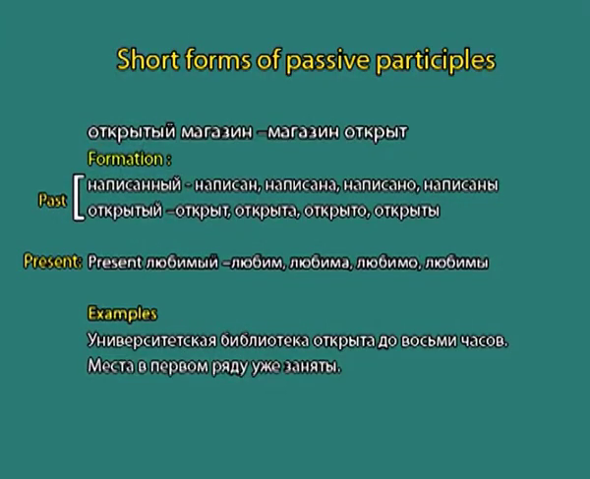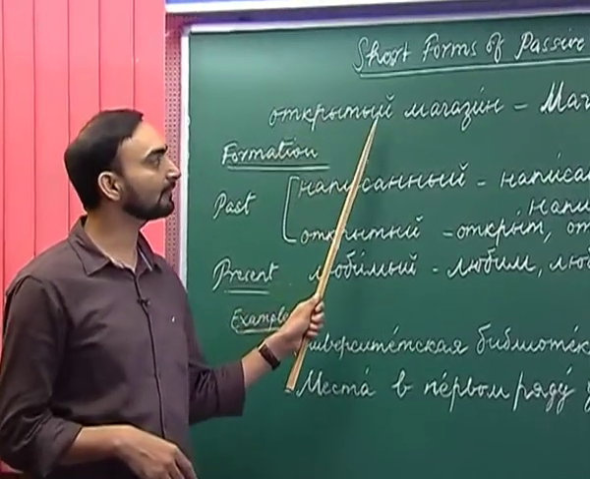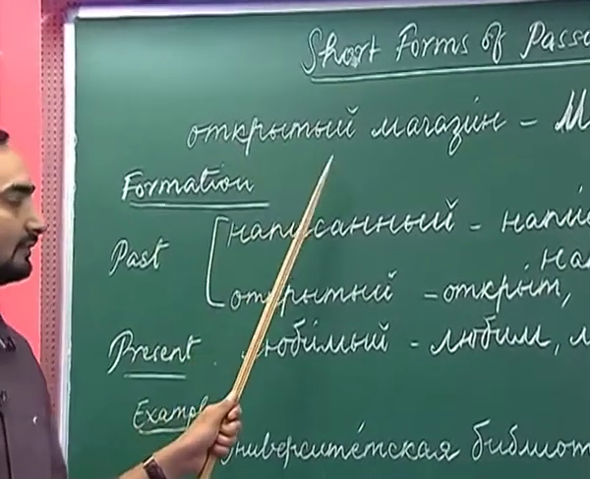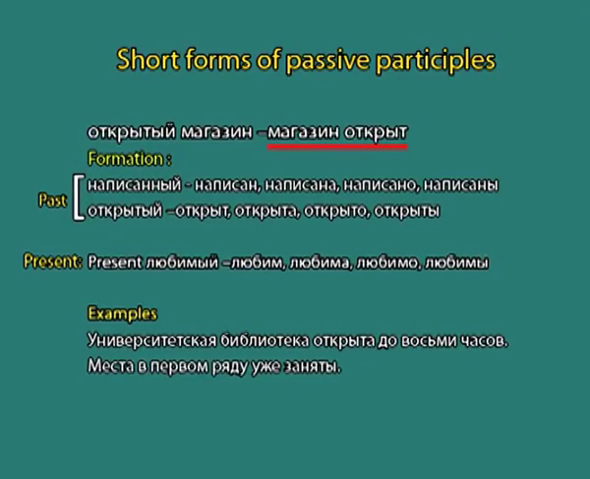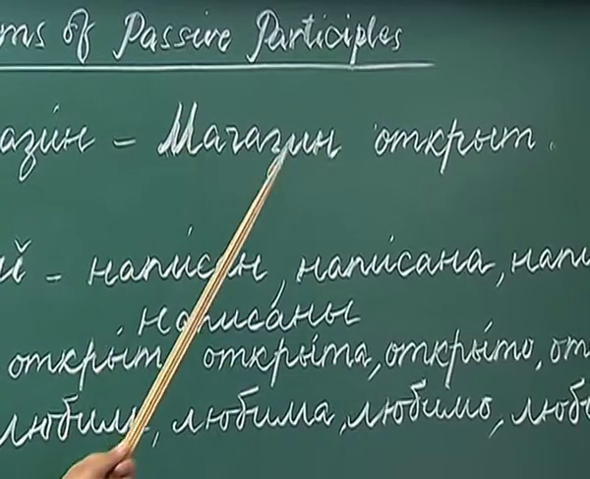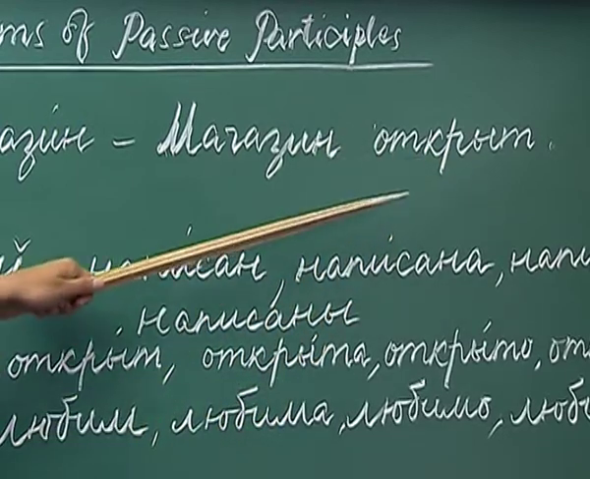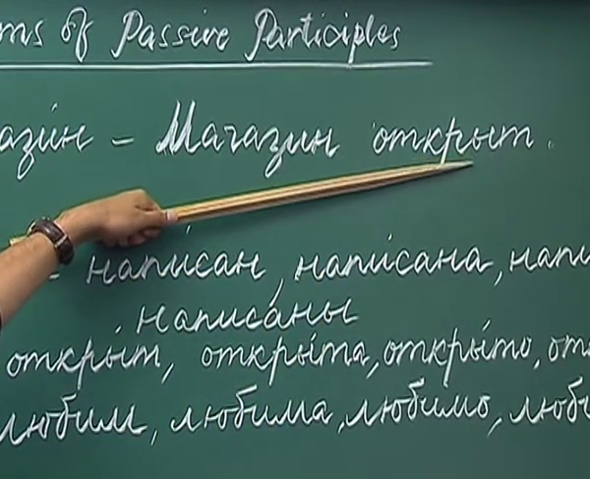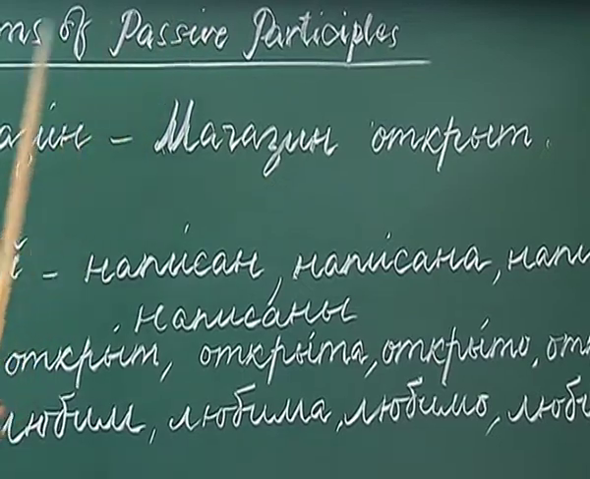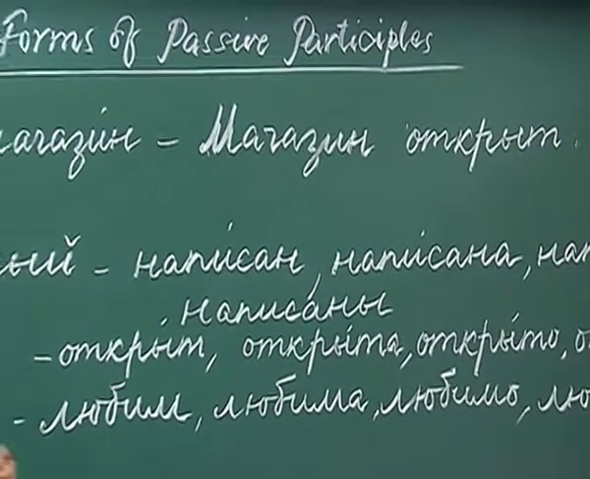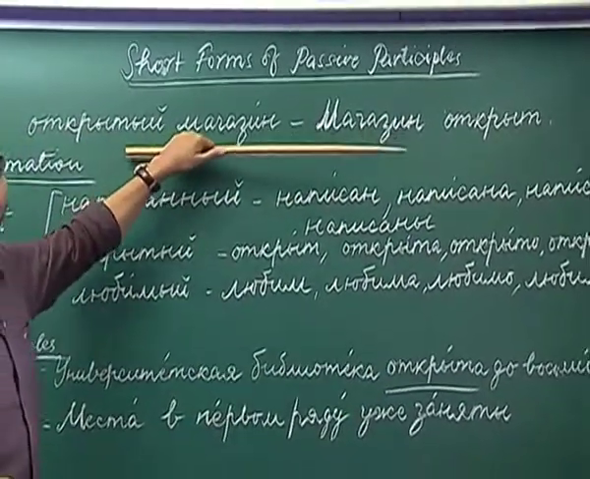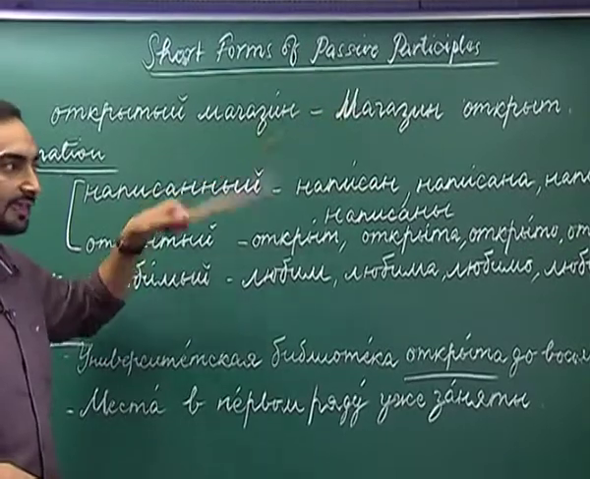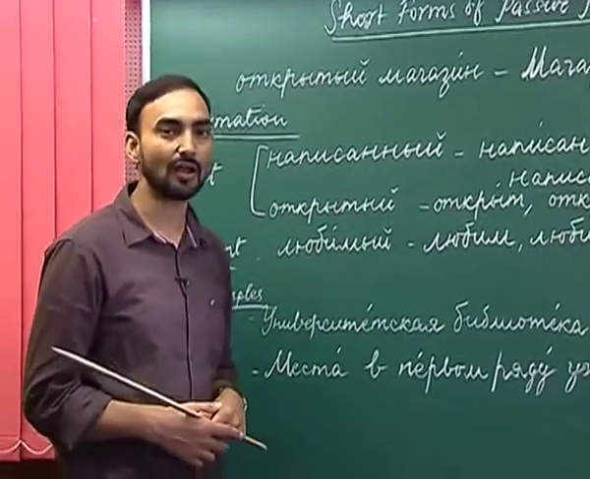Here I have written a full form of a passive participle: открытый магазин, open shop, and магазин открыт, the shop is open. Here, as you can see, we have used the short form of the passive participle: открытый магазин and магазин открыт. What is the difference between their use, we will discuss later on. Let us first find out how they are formed.